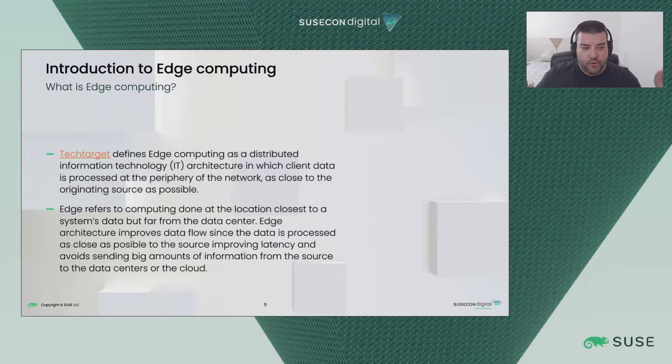So let's start with what is edge computing. TechTarget defines edge computing as a distributed information technology architecture in which client data is processed at the periphery of the network and close to the origin of the source, so closest as possible. But also, many of the different edge computing definitions talk about an architecture which improves the data flows since data is processed as close as possible to the source in order to improve latency and avoid sending lots of information from the source to the data centers or the cloud. So we are speaking about distributed computing.